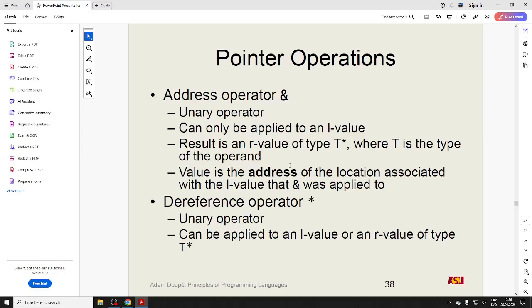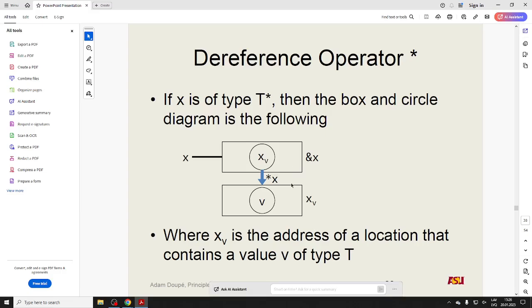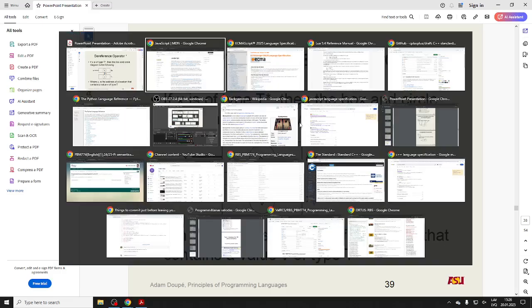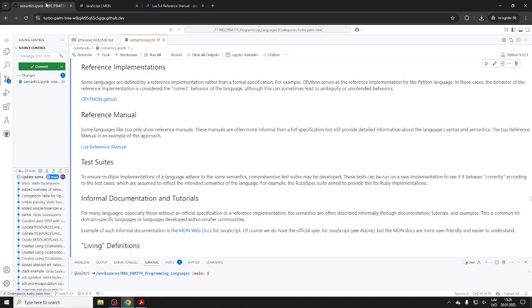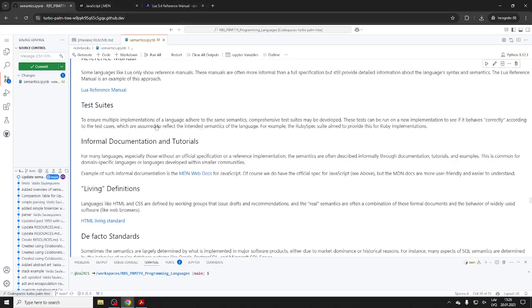So pointer operations, again, you have to define using these boxes here, right? Okay, what else do I want to talk about? Semantics, right? So informal documentation, let's add Lua and MDN.